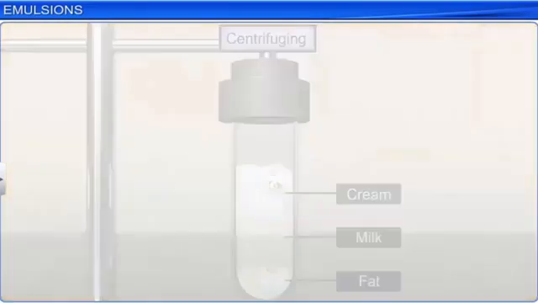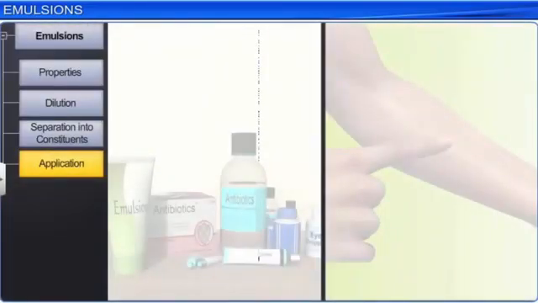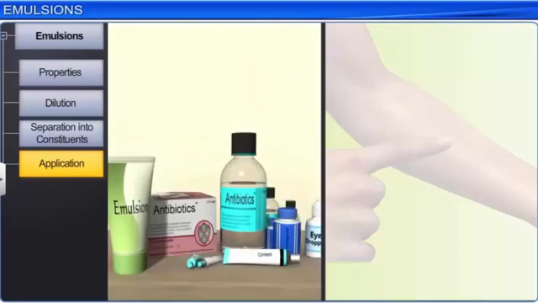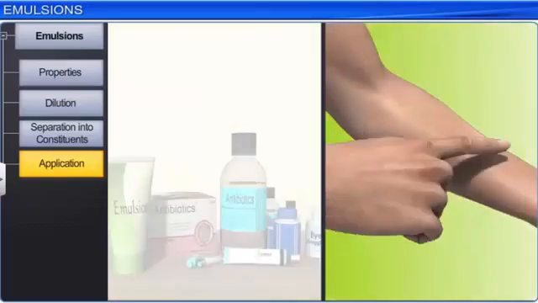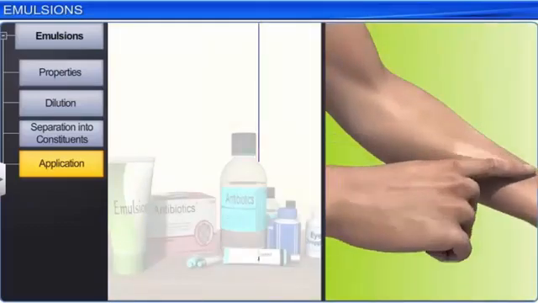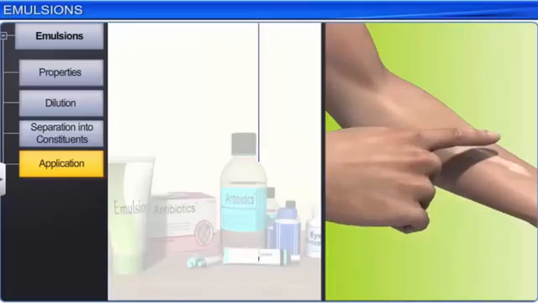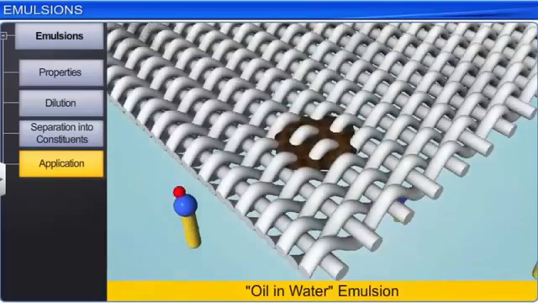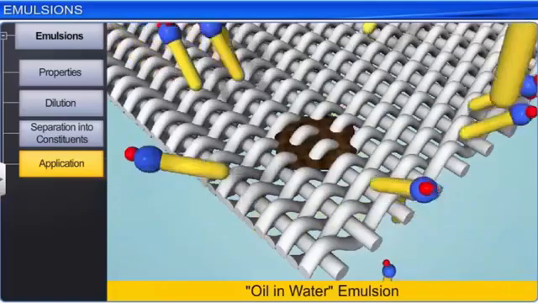Finally, let's see some important applications of emulsions. A large number of pharmaceuticals in the form of lotions, creams and ointments, which are oil in water or water and oil type of emulsions, are prepared to facilitate easy absorption by the body. The cleansing action of soap is based upon the formation of an oil in water emulsion.